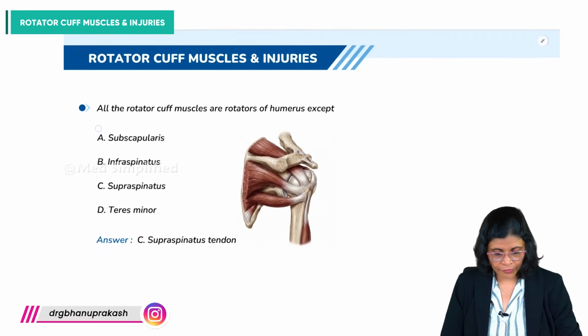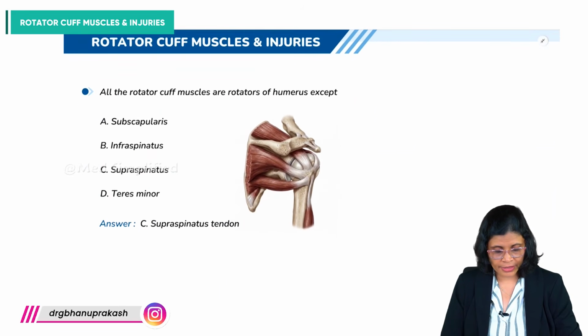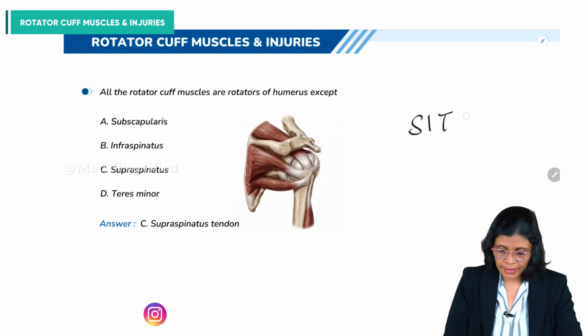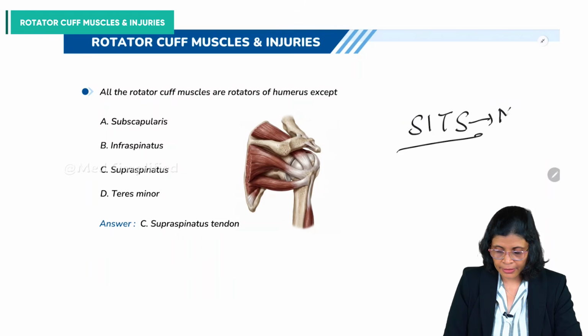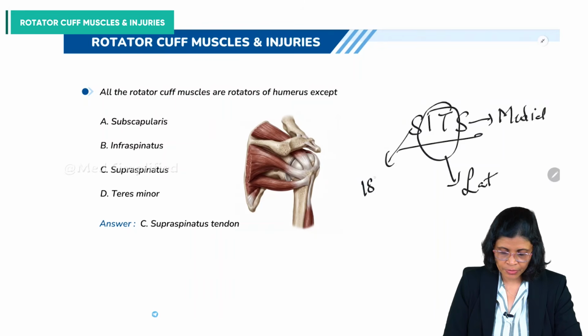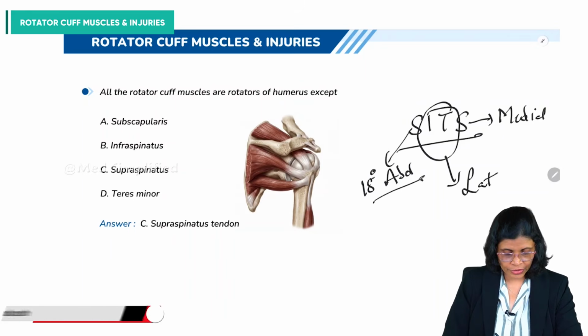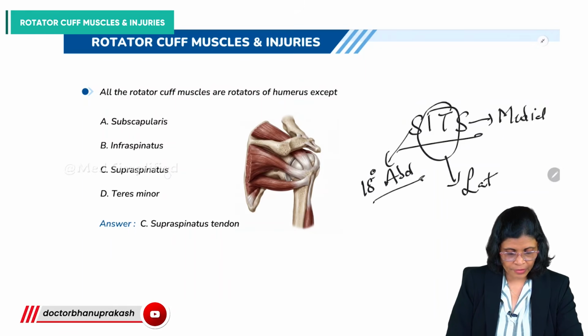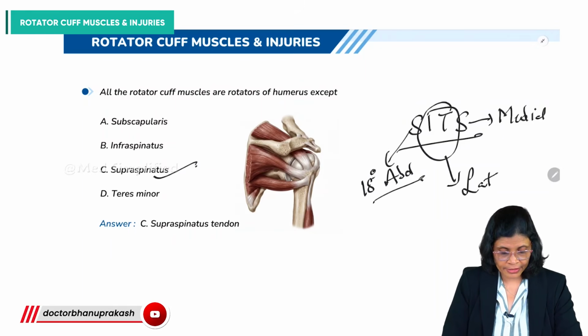All the rotator cuff muscles are rotators of the humerus except, okay, so when we see the SITS muscles, we know the subscapularis is a medial rotator, it brings about medial rotation. Infraspinatus and teres minor mainly do lateral rotation. Supraspinatus is mainly responsible for 15-degree abduction. So which is the choice? Yes, the supraspinatus. Supraspinatus will be the right choice.